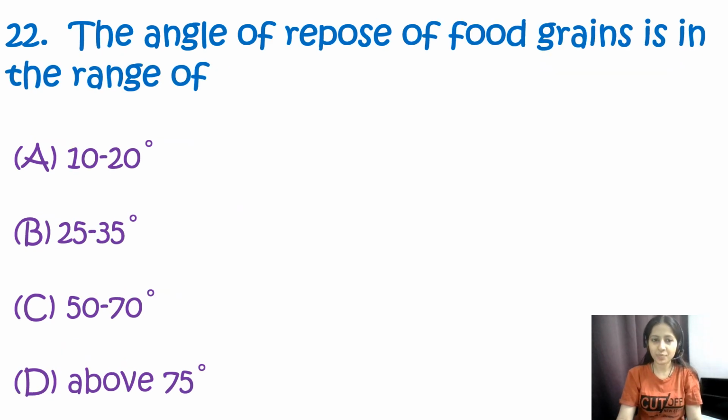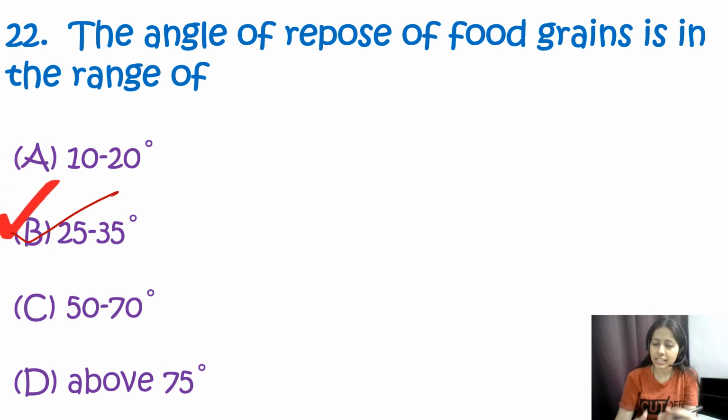Question number 22. The angle of repose of food grain is in the range of 10 to 20 degree, 25 to 35 degree, 50 to 70 degree, or above 75 degree. We know the angle of repose is the steepest angle at which a pile of unconsolidated material remains stable without sliding off. Now for food grains, the angle of repose typically falls between the range of 25 to 35 degree.